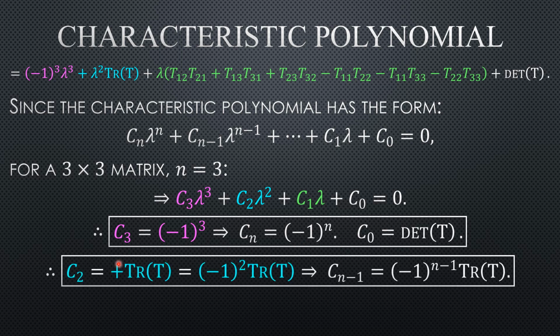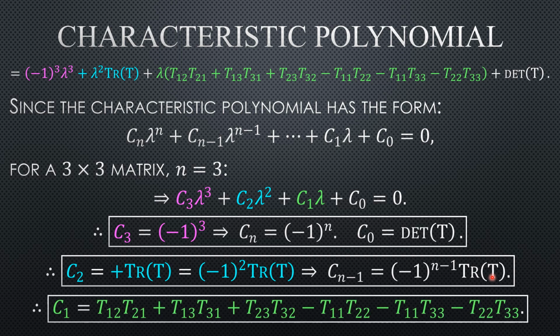Further, the second term we saw, C2 in blue, the coefficient on the quadratic term, was the positive trace of t. But this +1 can be written as -1 squared times the trace. So we can generalize that to Cn minus 1 equals -1 to the n minus 1 times trace. Very cool. Finally, we see that our C1 term, which was originally the question, is equal to a whole bunch of cross terms here, so symmetric style matrix entries, and then composite products of the main diagonal elements. Very cool.